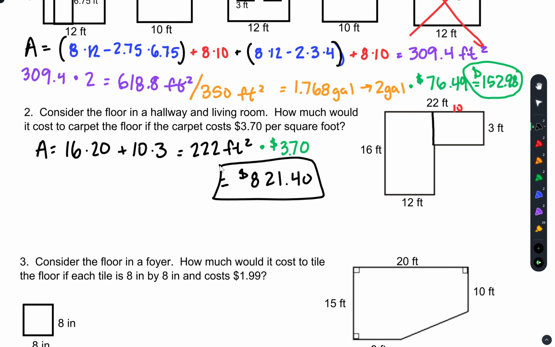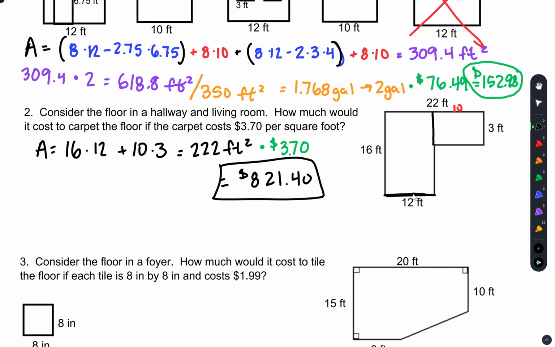Not too crazy for that one, Presley? Did I do 16 times 20? Oh, sorry, 16 times 12. I just wrote it wrong. This is 12. Good. Other questions?